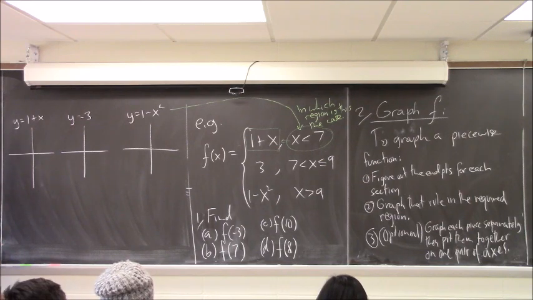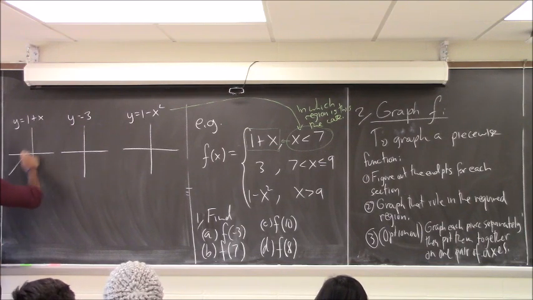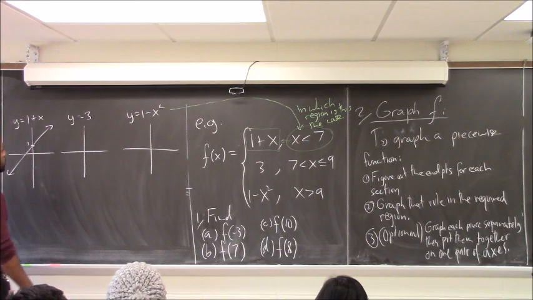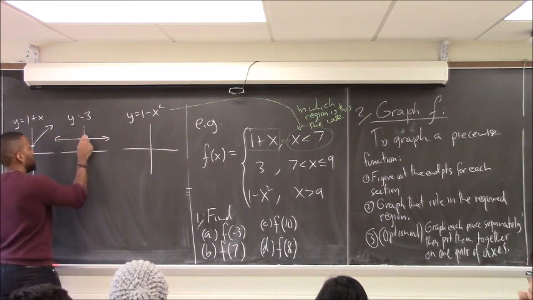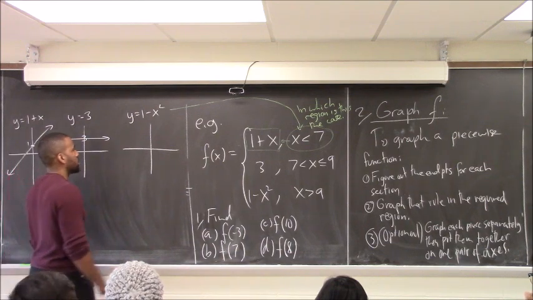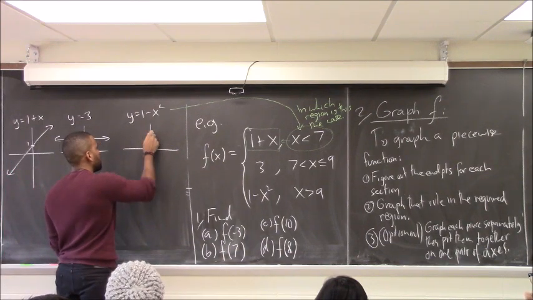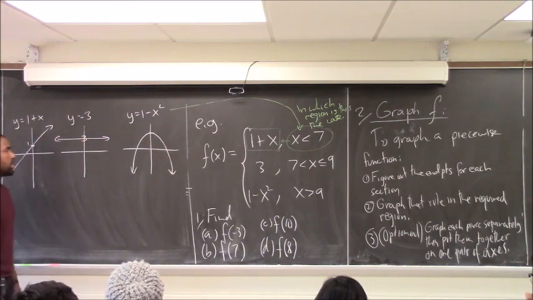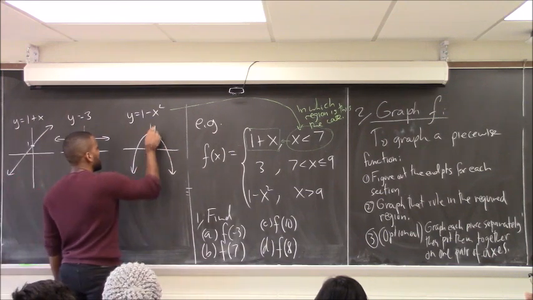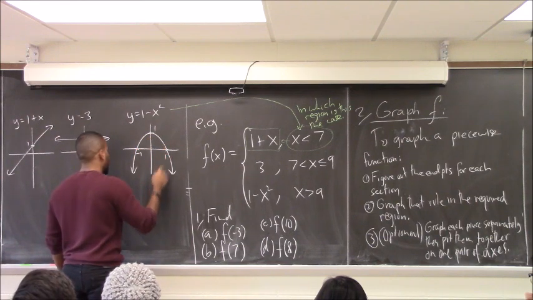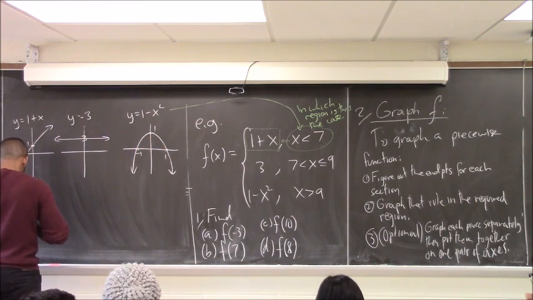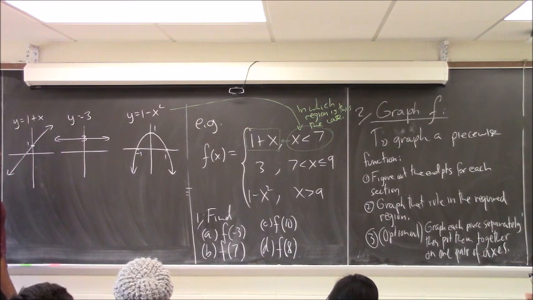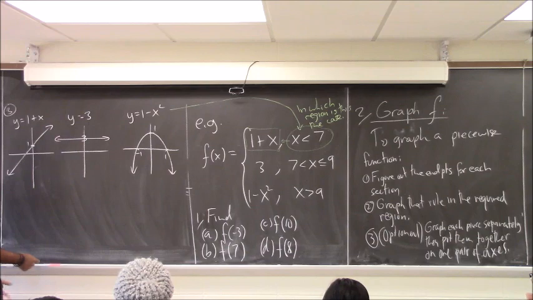So 1 plus x, you should know that that's a straight line with positive slope passing through y value 1. 3, you should know that that's a horizontal line passing through 3. 1 minus x squared, you should know that that's a parabola, reflected upside down, I'll talk about that in a little bit, shifted up 1. So that's the optional thing. Step 3, you graph them separately.